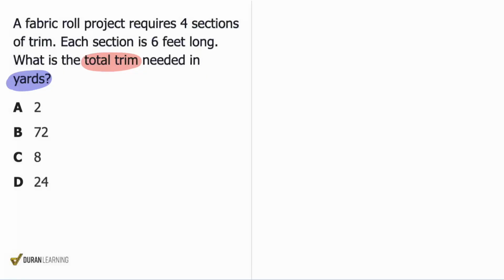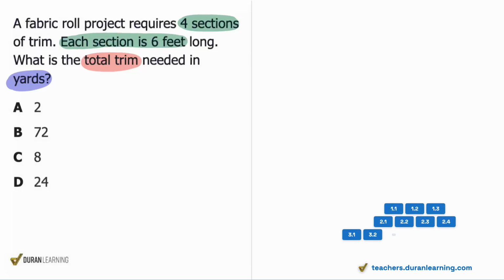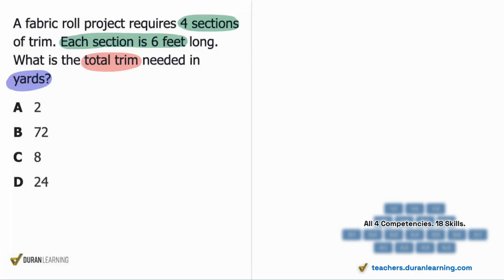We see here a fabric roll project requires 4 sections of trim. Okay, we need 4 sections of trim, and each section is 6 feet long. Now, everybody, help me out. I'm going to highlight these in green. 4 sections, and each section is 6 feet long. So, everybody, if we're trying to get the total, think about the word each. If we're trying to get the total when we're given the word each, are we multiplying or dividing? Yeah, we're multiplying to get that grand total.